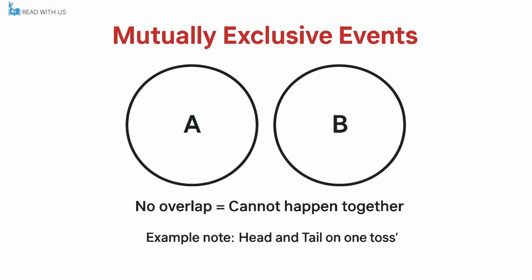If there is no overlap between the circles, that means the events are mutually exclusive, meaning they cannot happen at the same time. For example, getting a head and a tail on one coin toss.